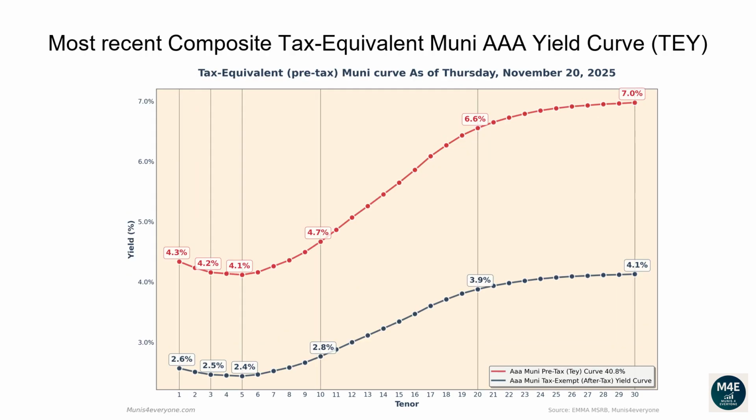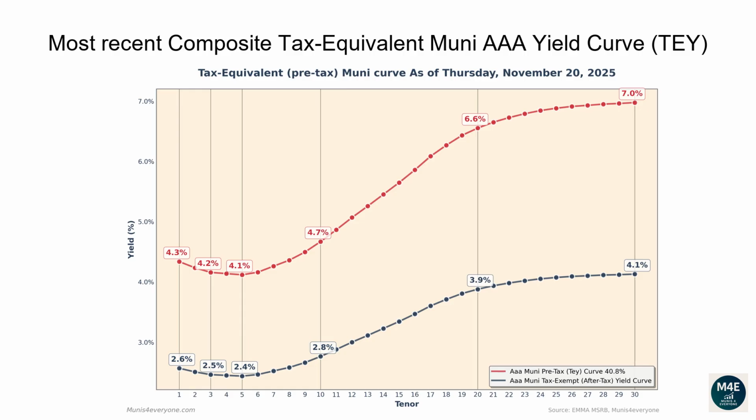Let's now go over the most recent composite tax-equivalent Muni AAA yield curve. The following graph shows, in red the tax-exempt after-tax Muni yield curve, versus in blue its tax-equivalent pre-tax version assuming a 40.8% top tax bracket, as of November 20, 2025. Why would you care to see the tax-equivalent version of the Muni yield curve? More on this later. Let's first go over the pre-tax, aka tax-equivalent yield curve.